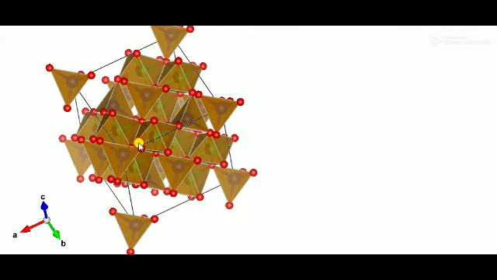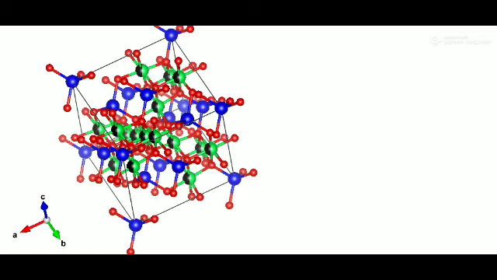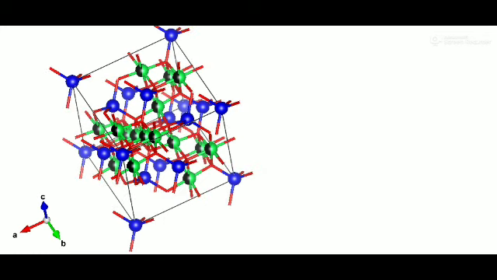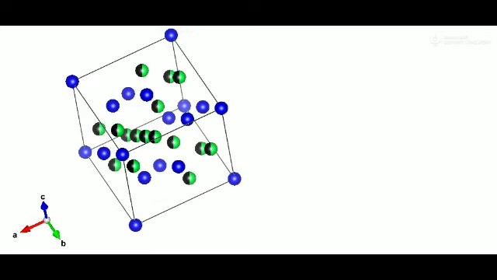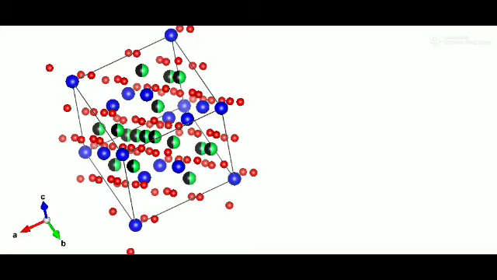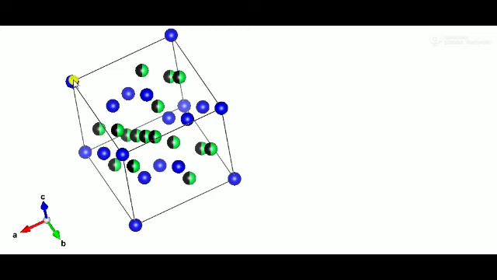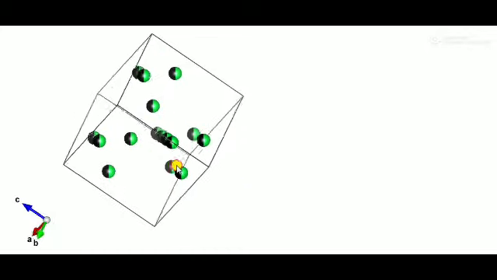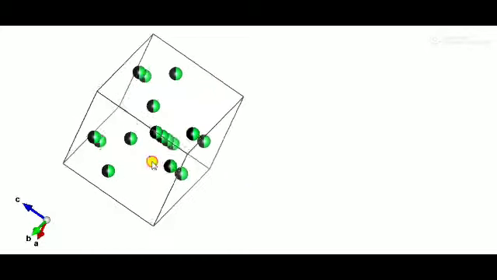Later on I will show the connectivity between the octahedral and tetrahedral, and the importance of the octahedral and tetrahedral geometry inside your structure. So let me first remove this polyhedral shape. Then I'll remove the oxygen atoms, then I will remove the bonds, and after that I will remove this tetrahedral geometry. Now it completely looks like this.